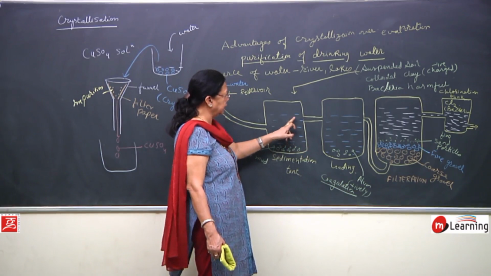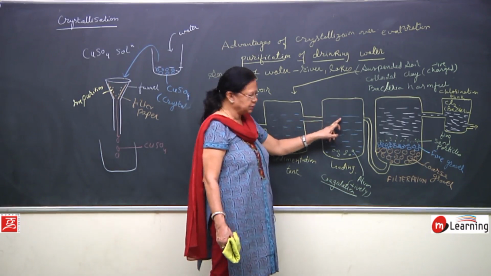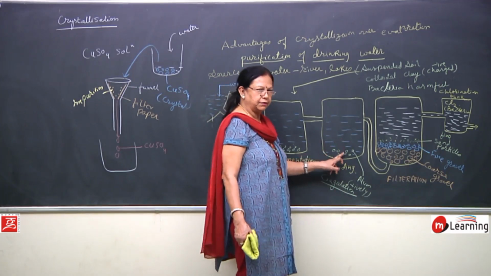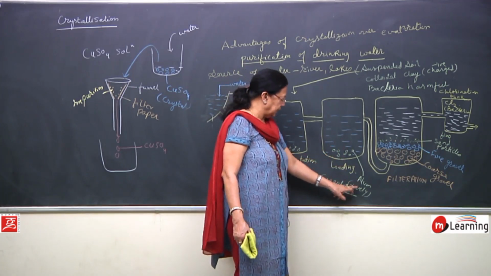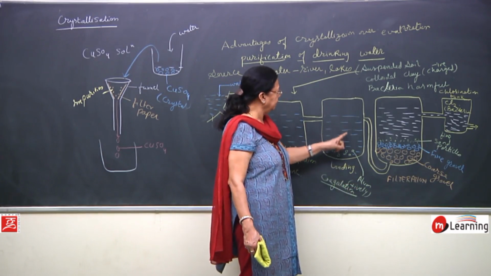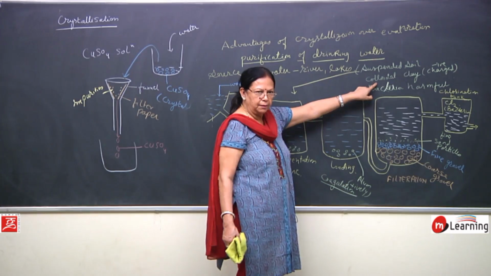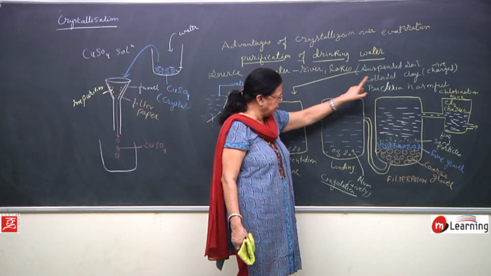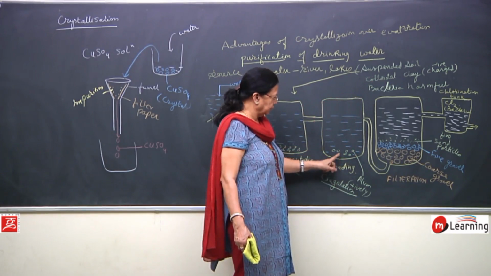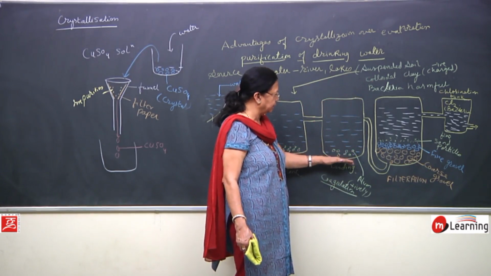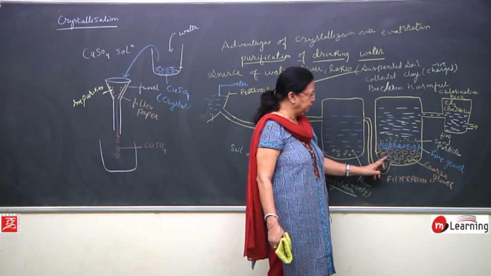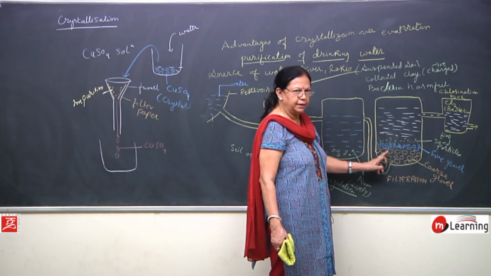Now, this water is passed next to the loading tank. In this loading tank, water is treated with alum. The alum particles are positively charged, and in water there are colloidal particles which are negatively charged. Positive and negative neutralize. Here all the neutralized particles settle down at the bottom, and this water is now passed through the filtration or filter tank.